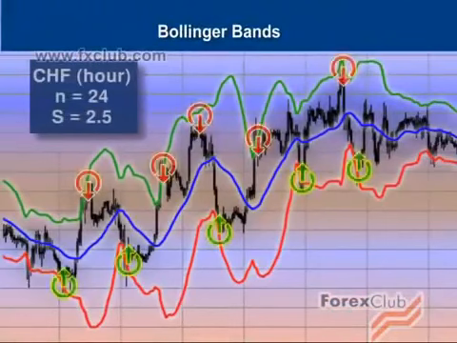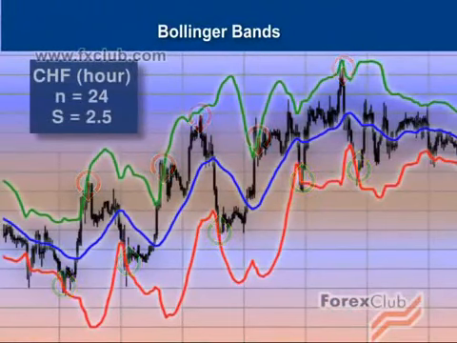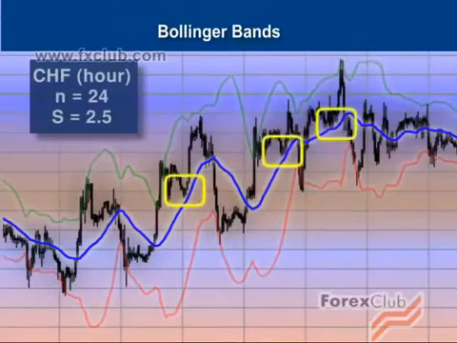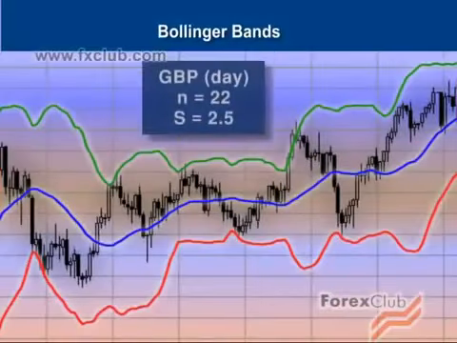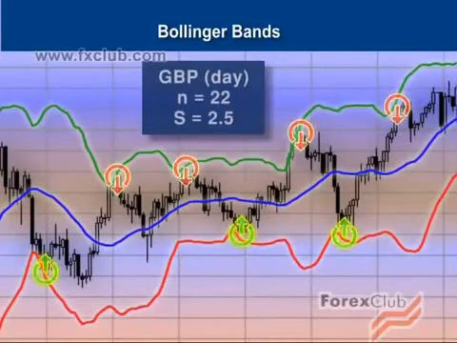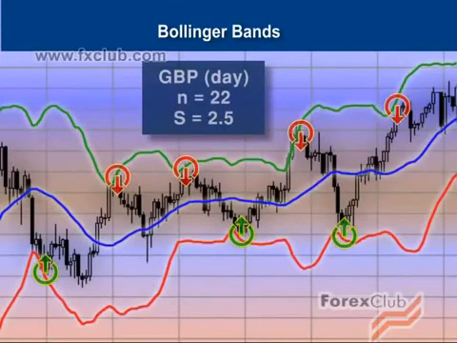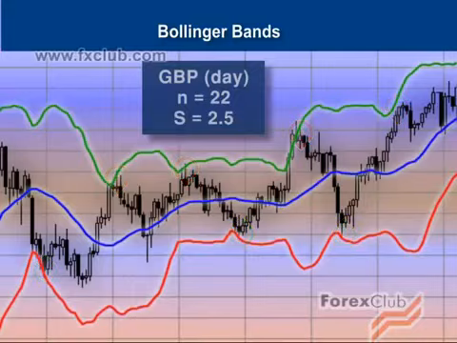Here is the Swiss franc. Note that here the moving average itself sets the borders either as support or as resistance. And here are Bollinger Bands on daily candlesticks for the British pound. N here equals 22 and S is 2.5. We've looked at a few successful applications of the trend indicator Bollinger Bands.